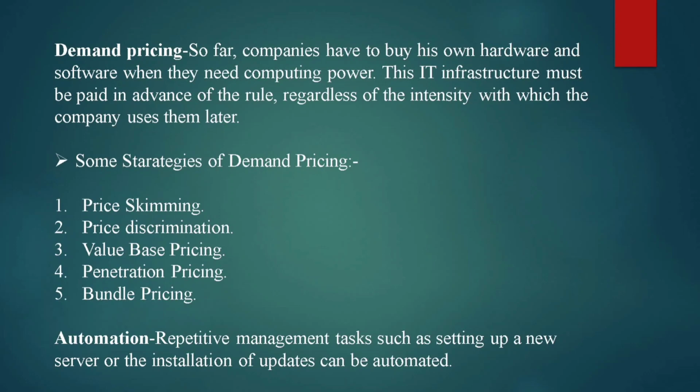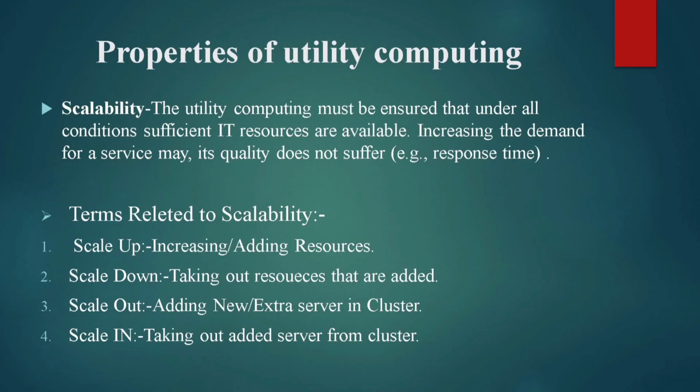The next property is automation. Repetitive management tasks such as setting up a new server or the installation of updates can be automated. That means automation enables IT admins and cloud admins to automate manual processes and speed up the delivery of infrastructure resources on a self-service basis according to user or business demand. This is all about the properties of utility computing.